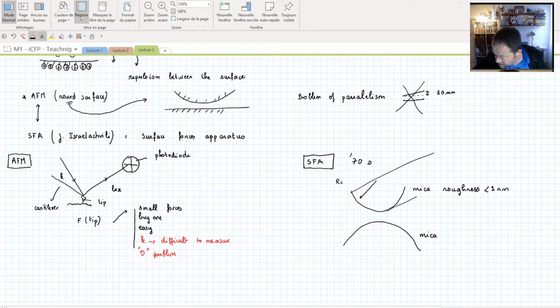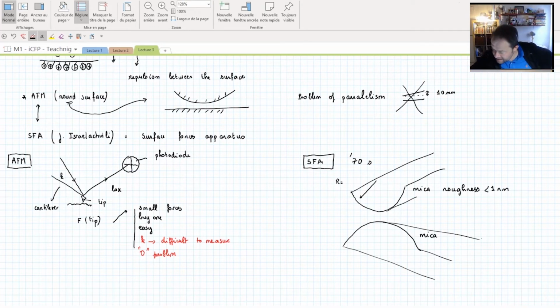Well, and now it becomes nasty. Not that bad. They are making cylinders with a radius of curvature of around 1 centimeter, because they glue the mica on glass. And the idea is that, doing that, they are able to approach the two surfaces properly, since they are dealing with two crossed cylinders without having any problem of parallelism. But then how do they measure the distance between the surfaces?